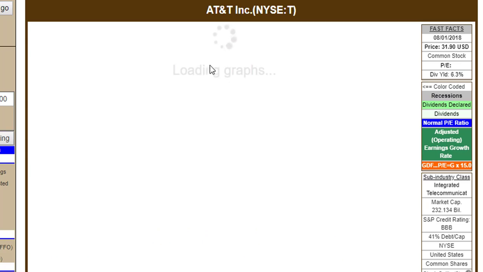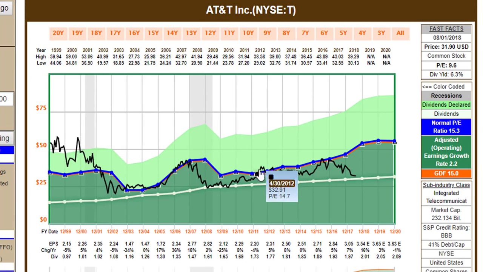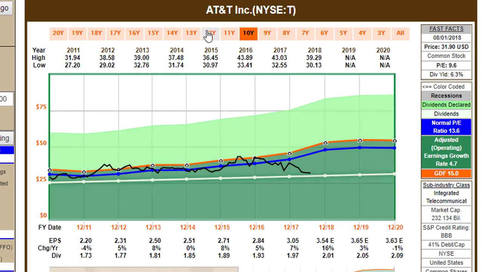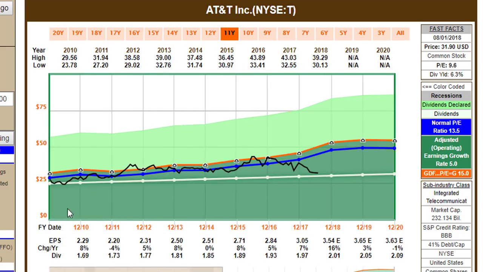The next one I want to take a look at is AT&T. AT&T, however, I would only shorten this graph to the last 11 years since SBC Communications, or Southwestern Bell, bought them. This is how AT&T's recovered. There's a lot of controversy on that stock. You can buy this stock at less than 10 times earnings with a 6% dividend yield.